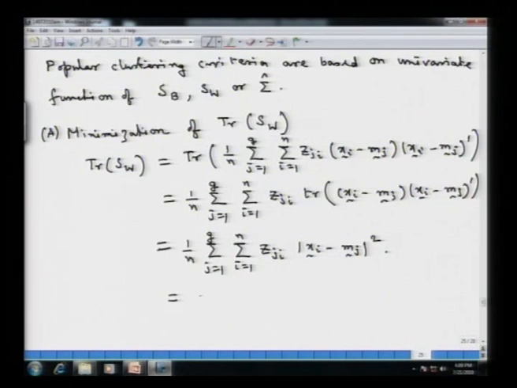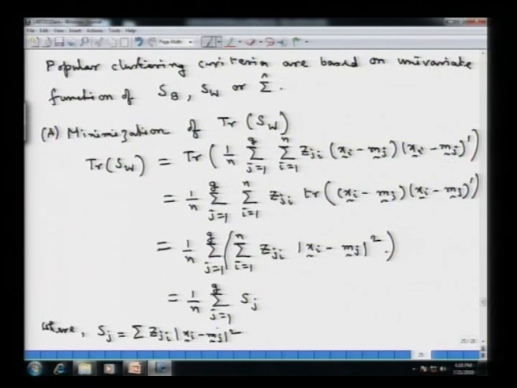So, what we can write is 1 upon n, summation j equal to 1 up to g, and then this entire term here, which is a function of j, depending on j. So, for the particular j we write that as S_j, where for completeness we write that this S_j is nothing but this particular quantity, z_ji ||x_i - m_j||², summed over i equal to 1 up to n.